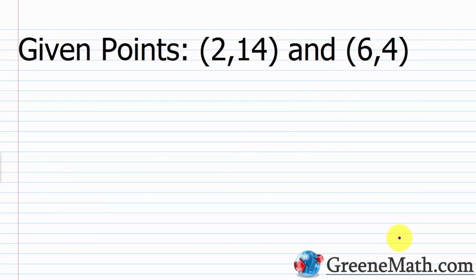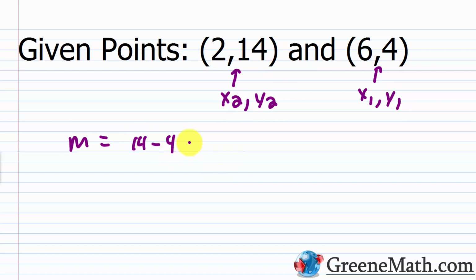So now we're given 2 points, (2, 14) and (6, 4). Again, just go ahead and calculate your slope first. So m is equal to, I'm going to go with this one as x sub 2, y sub 2, and I'll say this one is x sub 1, y sub 1. Again, it doesn't matter. So we'd have y sub 2 minus y sub 1. So 14 minus 4 is going to be 10, right? So I'll just write 10 here, just to save a little time.